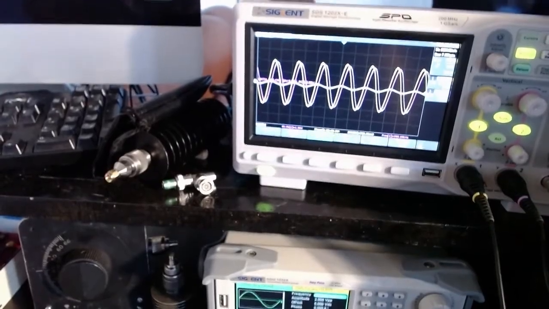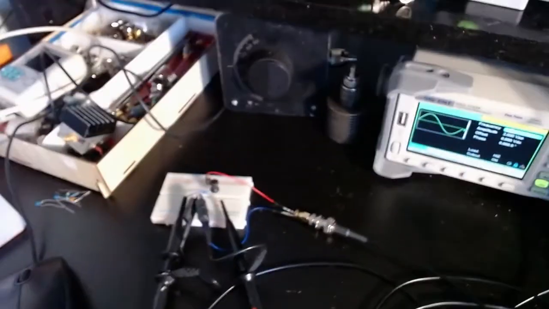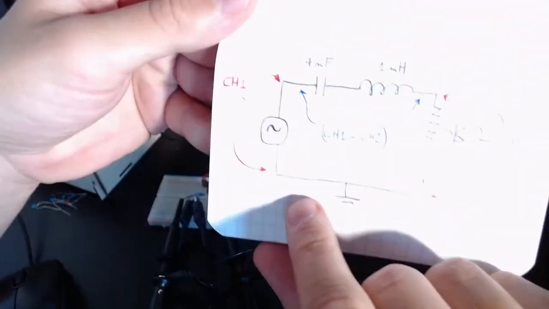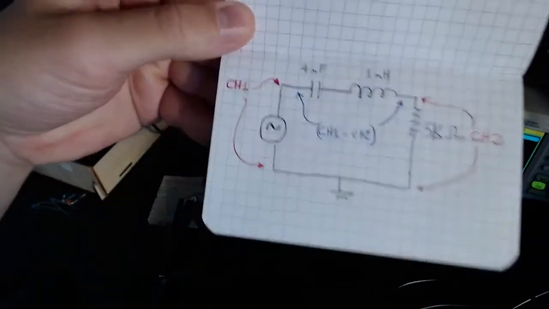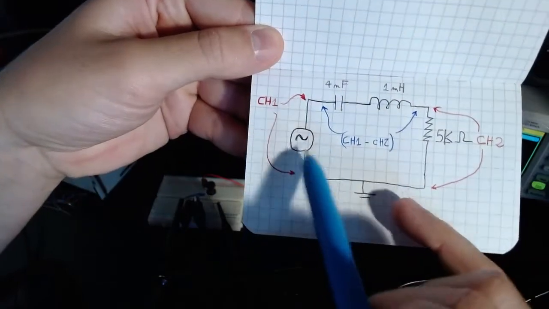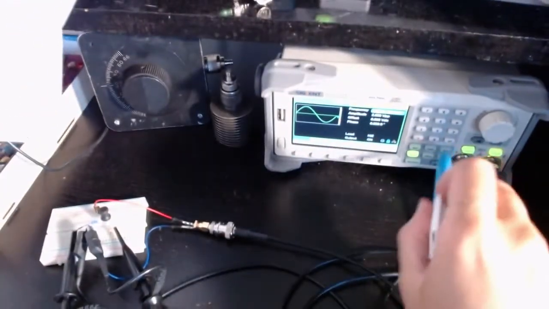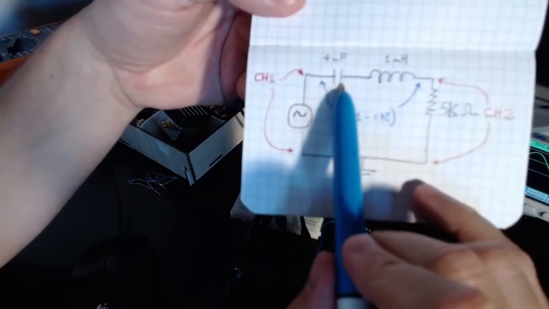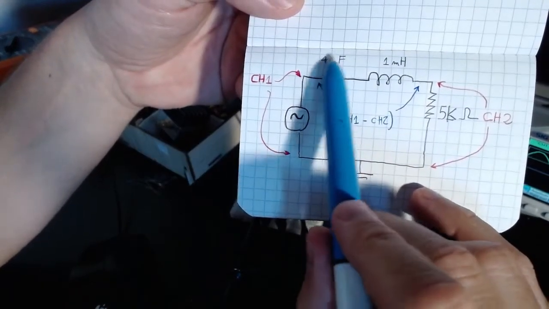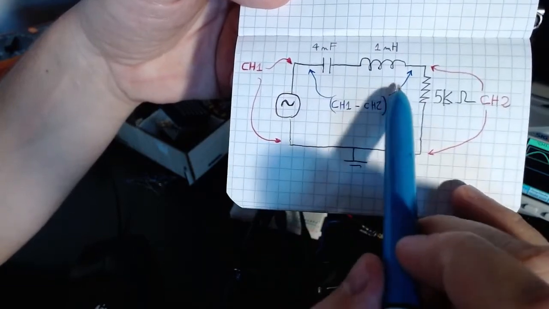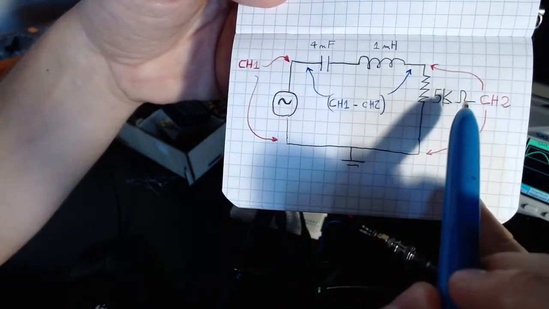So to illustrate this thing, I have here a little circuit that I'm not going to show you physically, but diagrammatically. So there is a signal generator here, and the signal is coming out of channel 1 of my signal generator. And the signal is going through a capacitor. Here the capacitance doesn't matter, but it's about 4 nanofarad, then an inductor, and then a resistor.